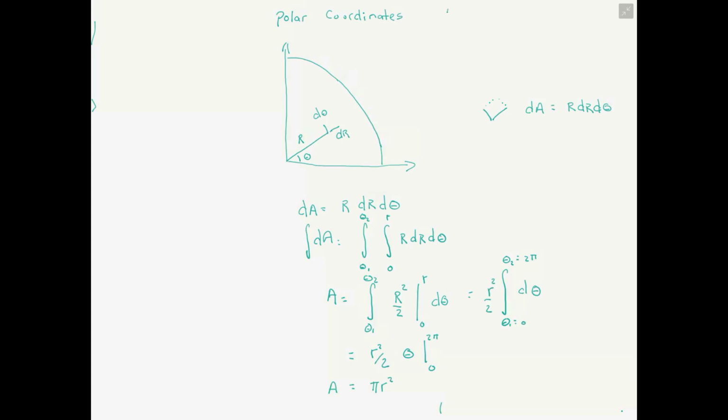And when you're dealing with things like circles, it's good to use polar coordinates. When you're dealing with ellipses, use elliptical coordinates. When you're integrating rectangular type objects, use rectangular coordinates.